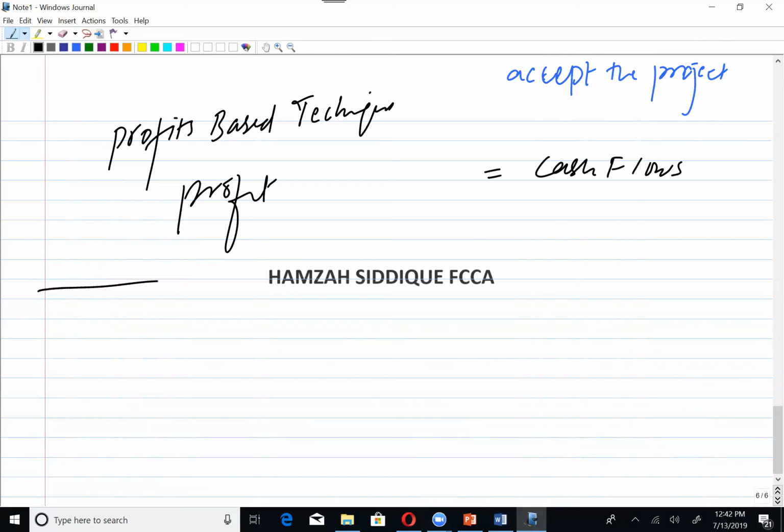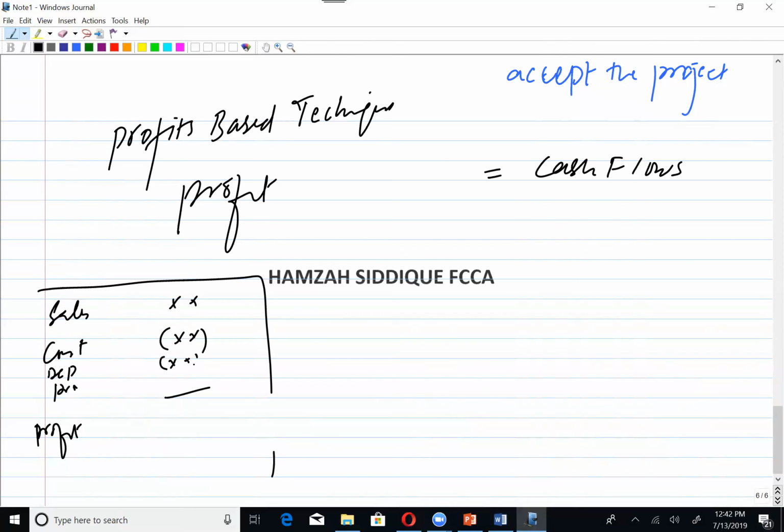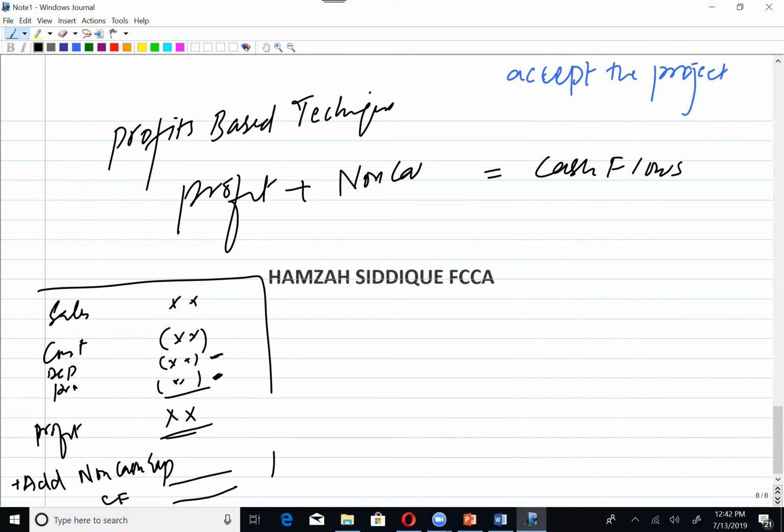When you see here, just try to understand. We know sales and other costs are deducted, and then we get a profit. Here, depreciation is also deducted, provision is also deducted. So, profit is there. When we calculate cash flows, we add back the non-cash expenses which have been deducted over here. Then we get cash flows. So, cash flows are equal to profit plus non-cash expense. So this is the linkage.